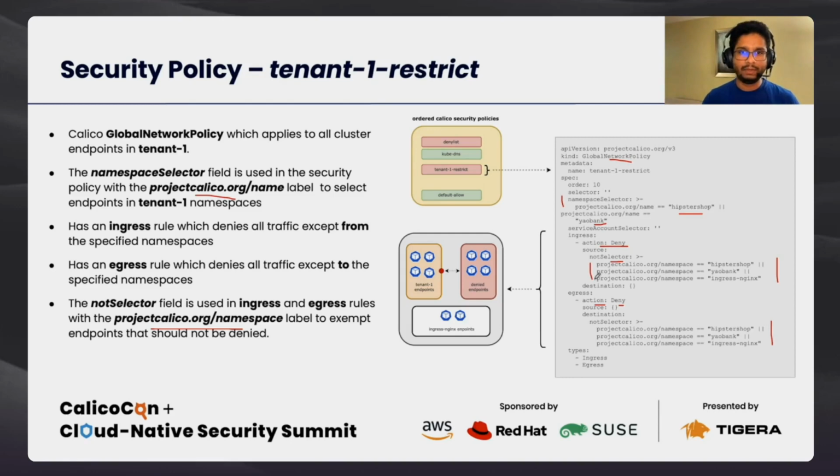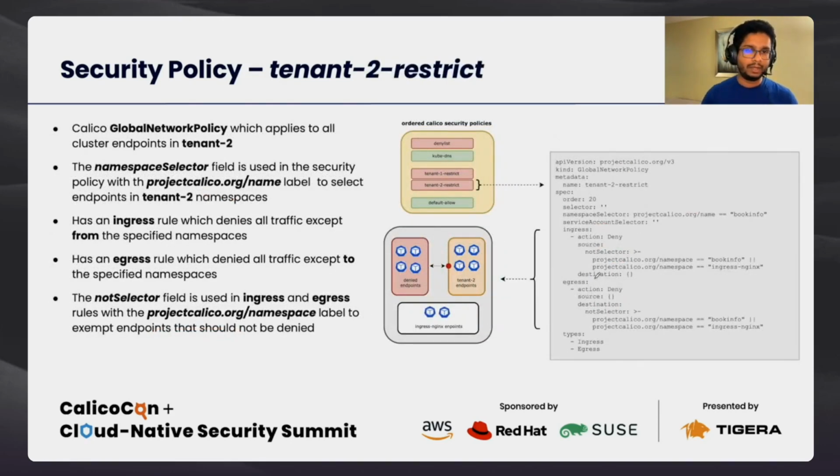Now we're going to have a similar policy for tenant2 as well. Again, a global network policy using the namespace selector with the projectcalico.org/name label to select the tenant2 endpoints. It has ingress and egress rules, again with not selectors, using the projectcalico.org/namespace label to exempt endpoints that should not be denied. Similar to the previous rule, the bookinfo, ingress, and nginx namespaces are exempted.